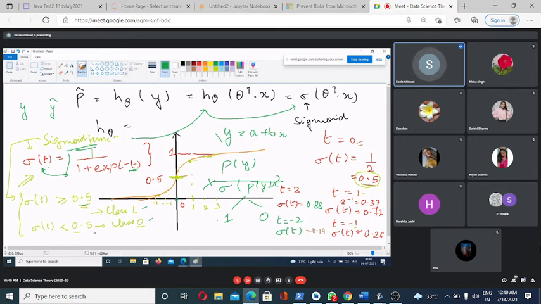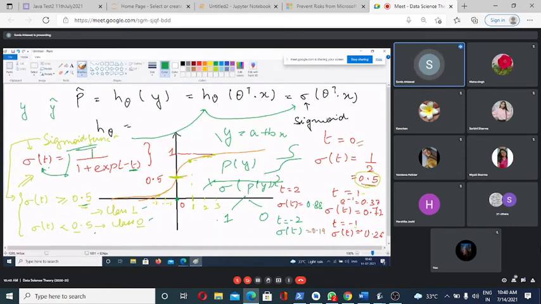And if you look carefully, the demarcation is at 0. What does that mean? Since it has a shape like this, almost S-like, it is basically called a sigmoid.